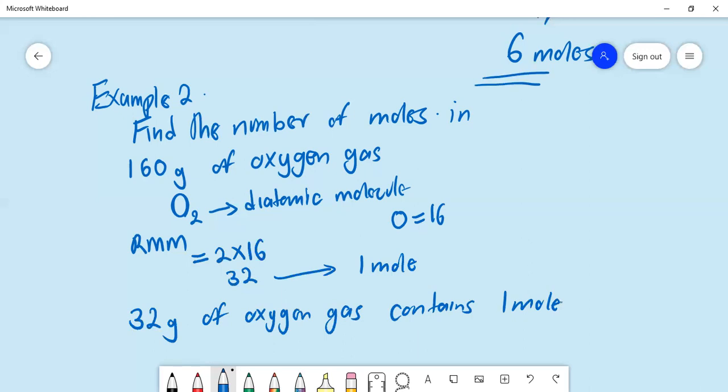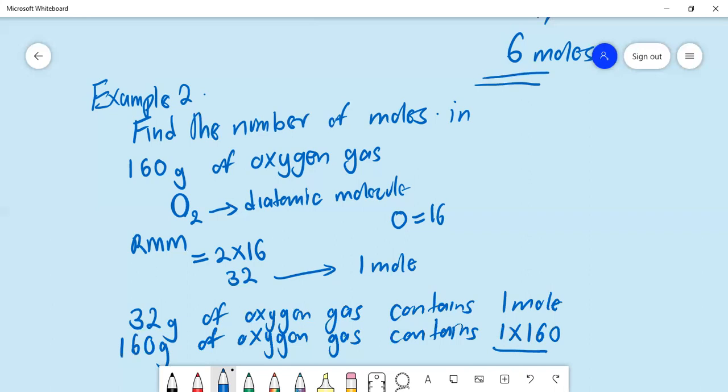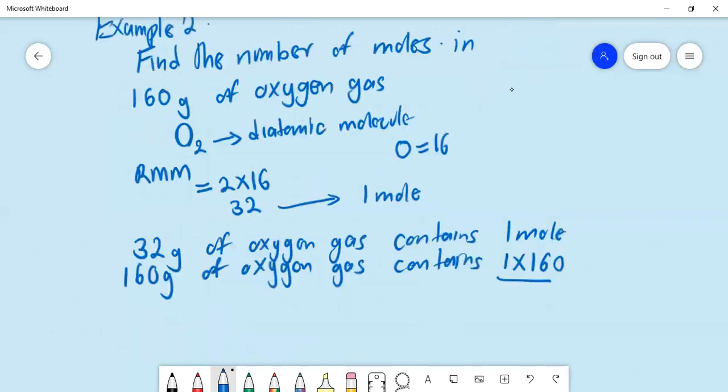Now, what of the 160 grams that are given? That means now 160 grams of oxygen gas contains 1 times the 160 out of 32. So out of 32, bracket, these are moles. Which answer do you get? 5 moles. So this is 5 moles. Very good.